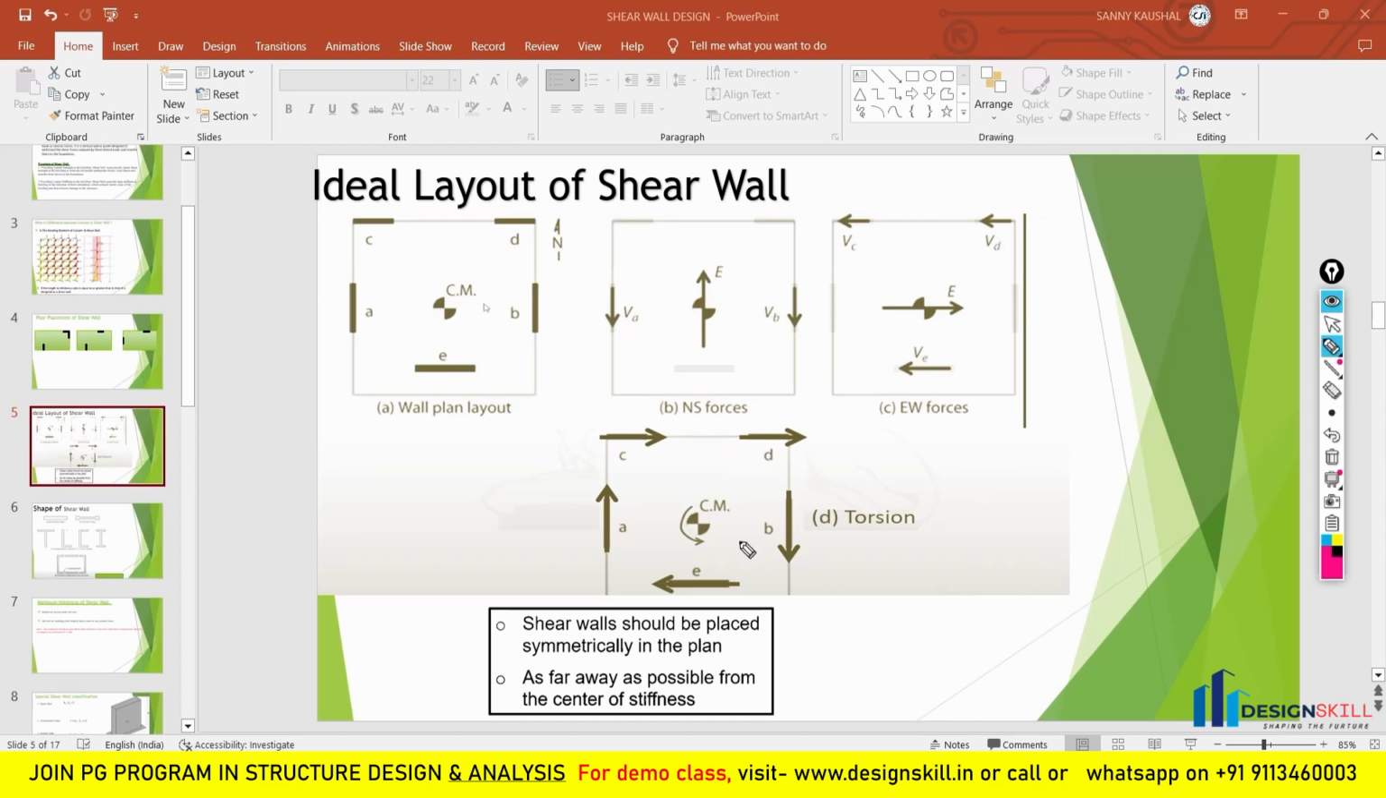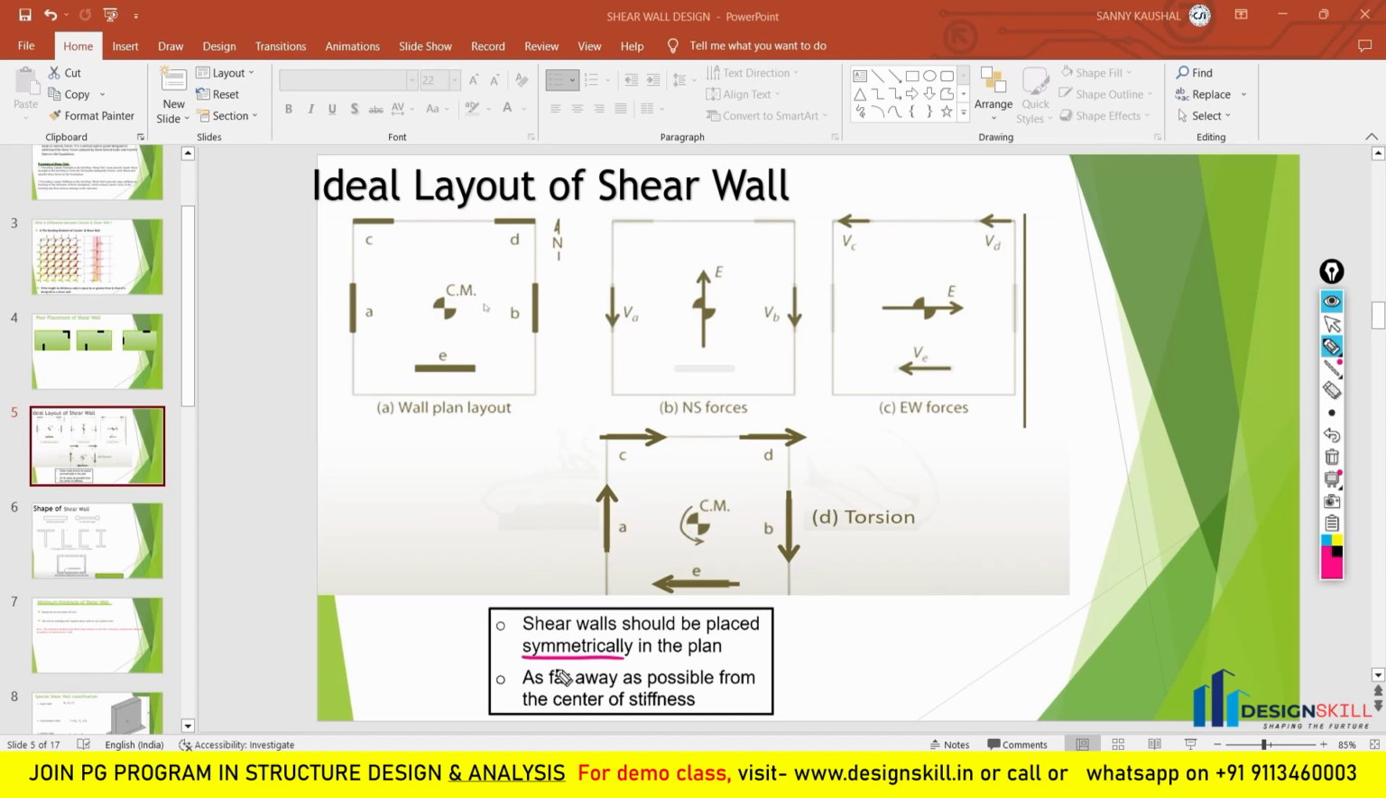So the first case you can look at is that a shear wall should be placed symmetrically in the plan. When you put the shear wall symmetrically in the plan, you will get a good layout of the shear wall in your building. So you will not get a torsional effect in your building, or we can say there will be less chance of getting torsional effect in your building.